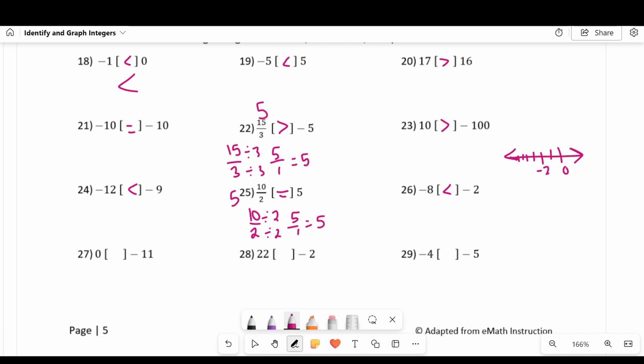Try the last three on your own. Okay, 0 is greater than -11. 22 is greater than -2. -4 is greater than -5.